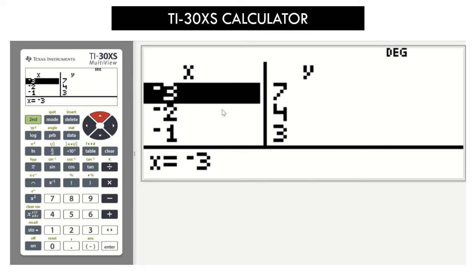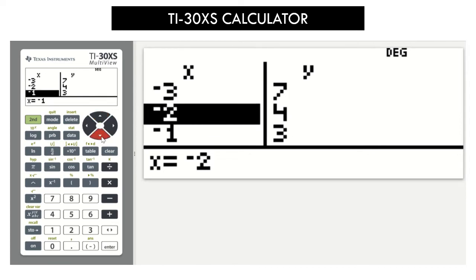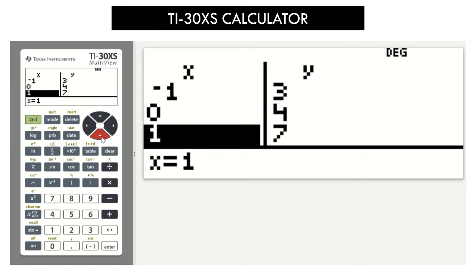You can't see them all at the exact same time, but you can see them if you scroll up and down. So these y values are the ones that I want to copy down, and you just make sure that you put the correct y values with their corresponding x value.